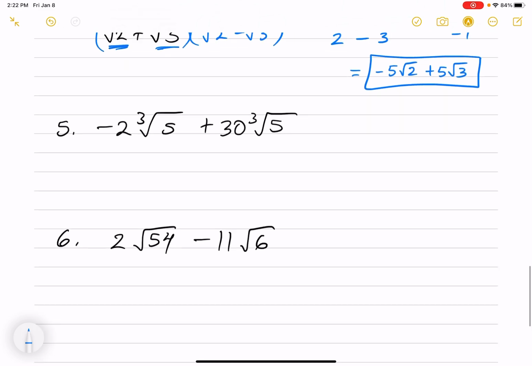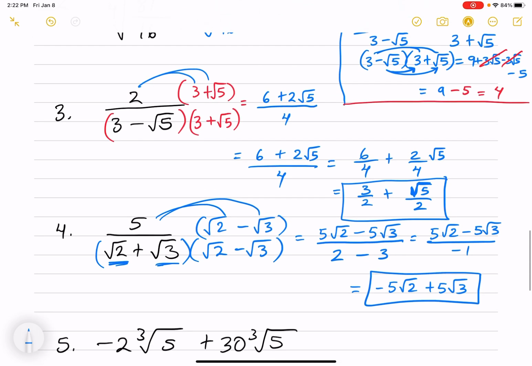Okay, so that's it. So, please pause this video, try these problems on your own, find some other ones that you could try. But it's as simple as multiplying top and bottom by the conjugate. Just be careful how you multiply the conjugates.